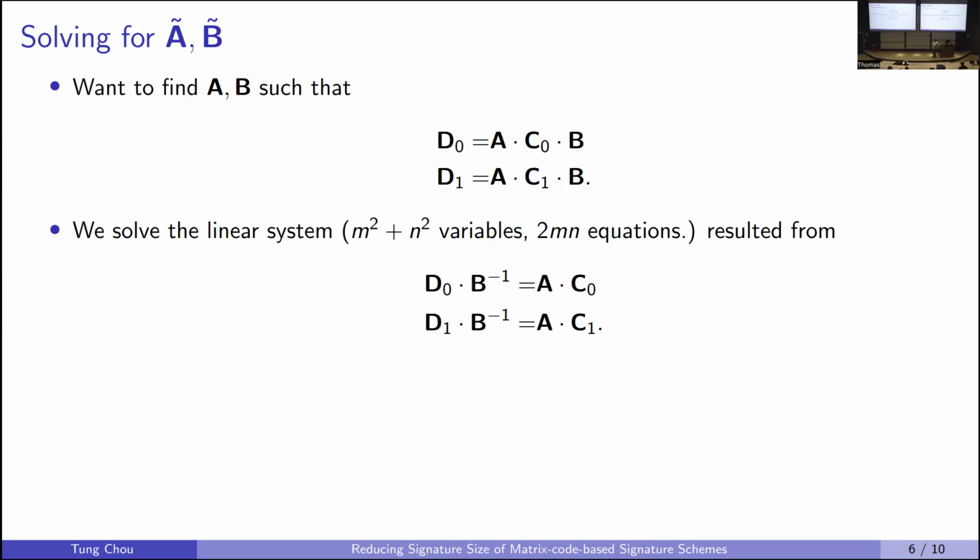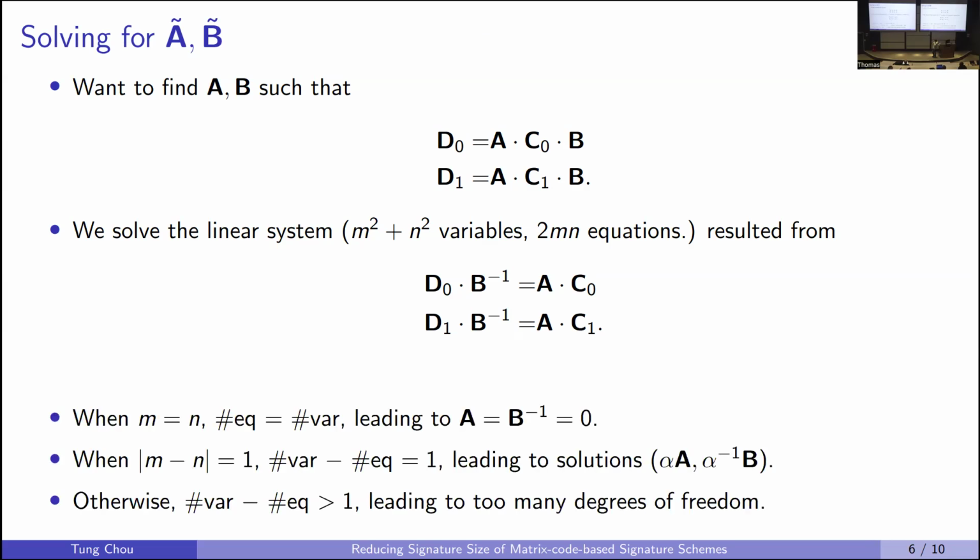Okay, so now the solution space depends on the relationship between m and n. So for example, if you have m equal to n, then the number of equations will be equal to the number of variables, and most likely, eventually you will only get A equal to B inverse equal to 0, and of course this is not what we want.